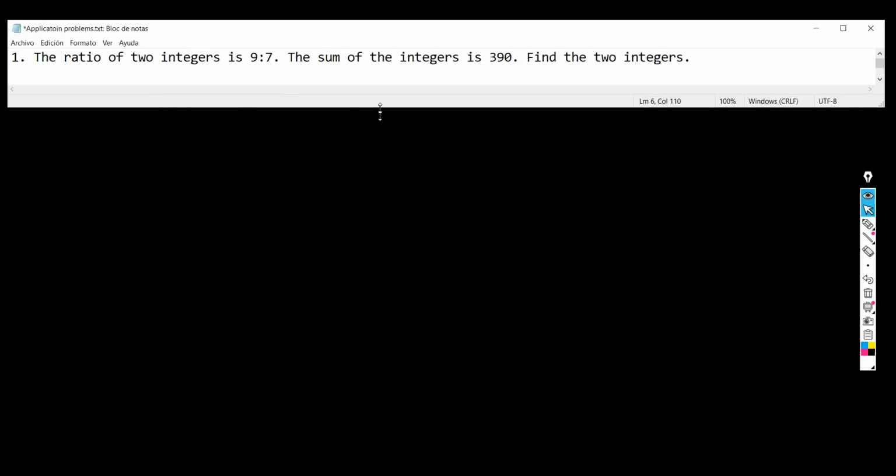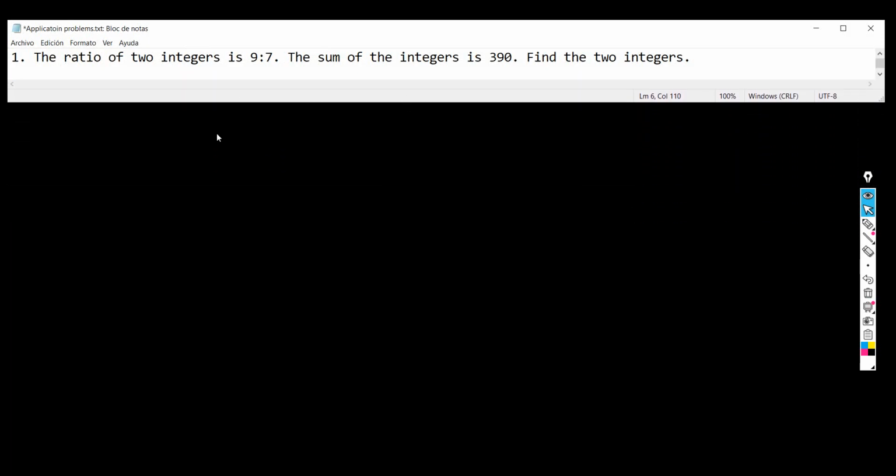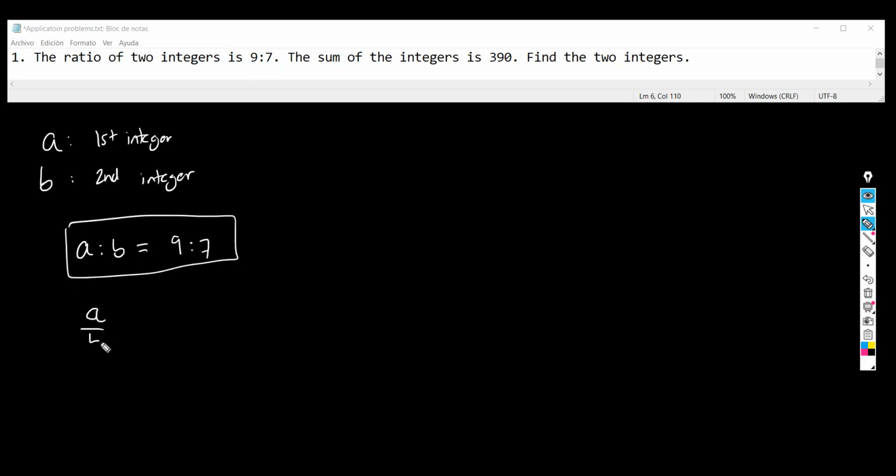I'm going to solve three examples, and the first one is this. We read the following: the ratio of two integers is the same as the ratio of 9 to 7. Let me start by declaring my integers. I'm going to call them A and B: the first integer and the second integer. The ratio of these two numbers is the same as the ratio of 9 to 7, so I can write the ratio of A to B is the same as the ratio of 9 to 7. Another way I can write this is as a fraction. These two expressions mean the same thing.